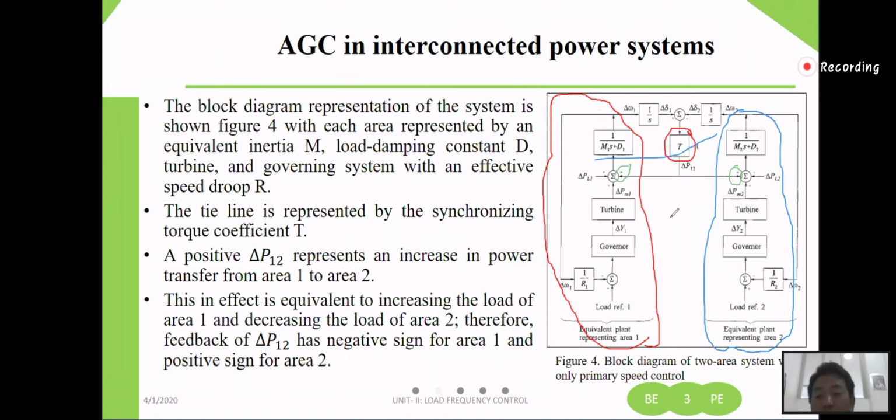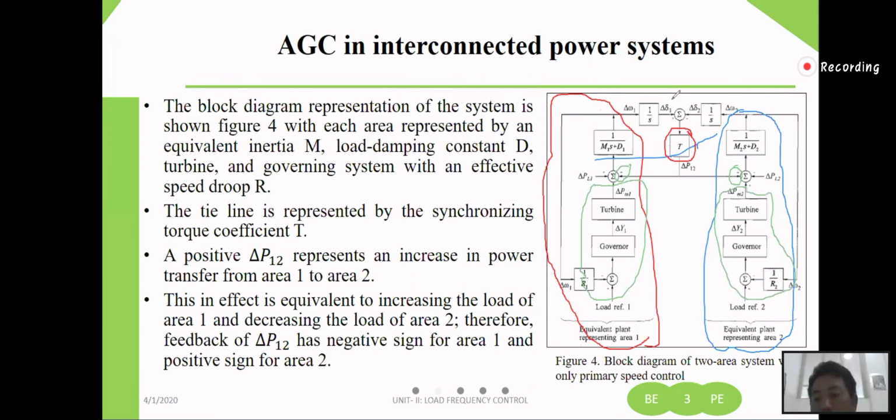So this is represented by a feedback system: negative for area 1, positive for area 2. Okay, so these are the basics. All the other portions we have learned in the earlier session, yesterday we learned about these. The only additional thing we have to learn is when these two areas are interconnected by a tie line. Yesterday we learned about one area only.